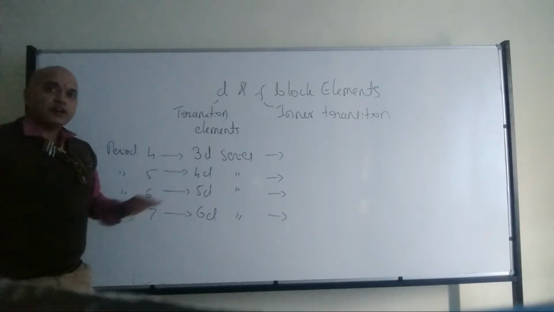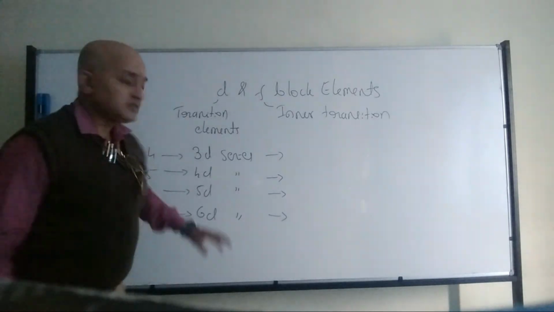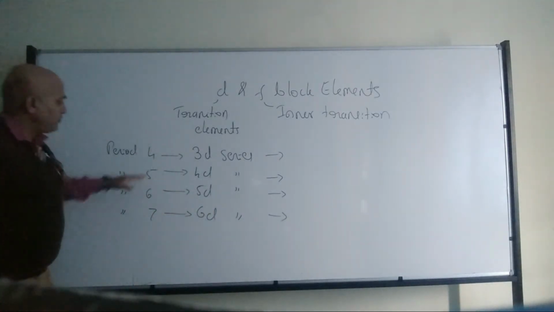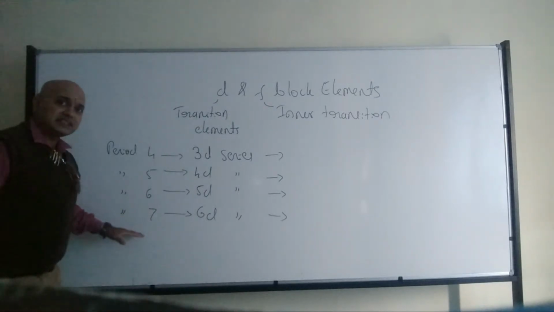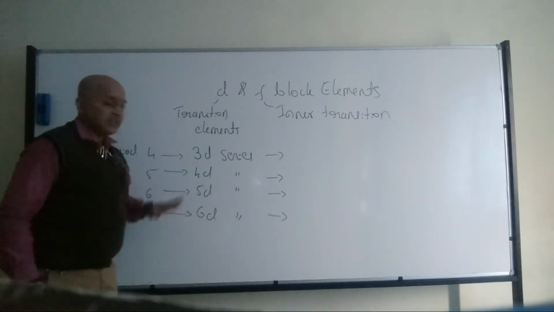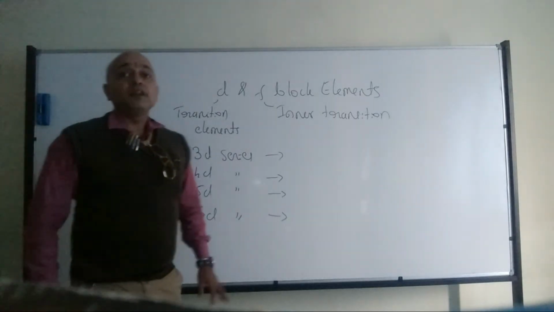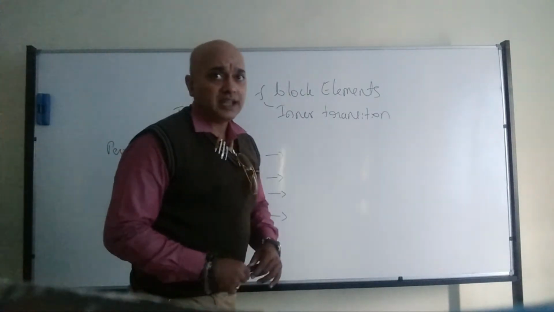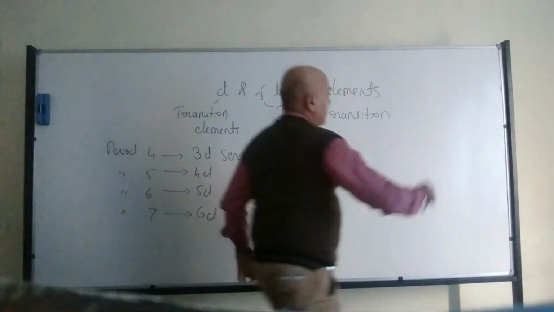Okay. So all of you are getting it, right? So that's where we have period number 4, period number 5, period number 6, period number 7: 3d series, 4d series, 5d series, 6d series. Why is it happening? That one you can understand by using the Aufbau diagram.